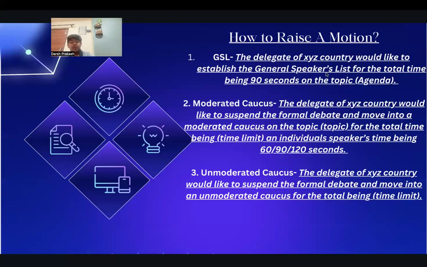Would like to establish the general speakers list for the total time being 90 seconds on the topic. After saying the topic, you need to copy paste. You need to entirely say the agenda of your committee. This is how you need to raise the motion of a GSL, right?